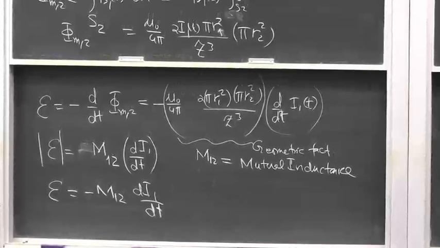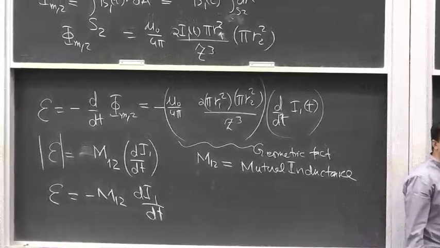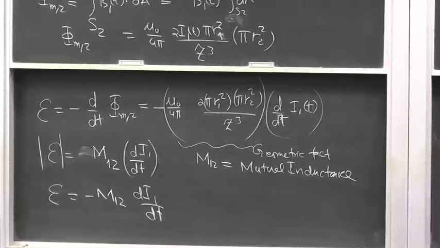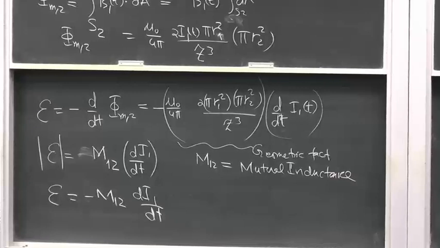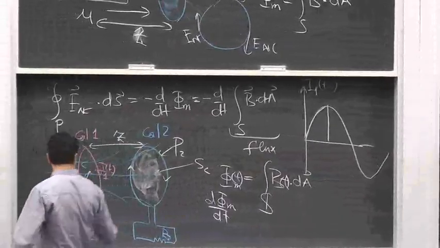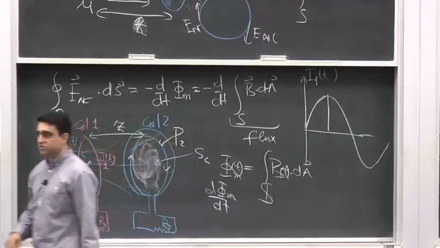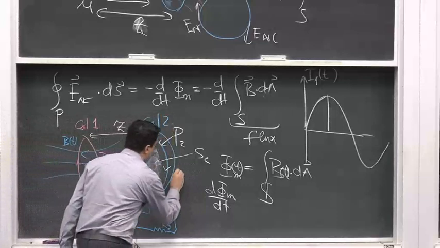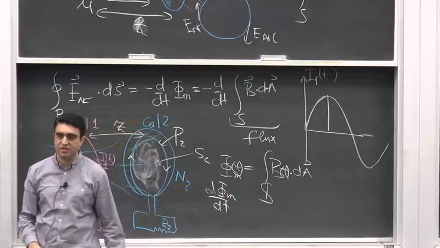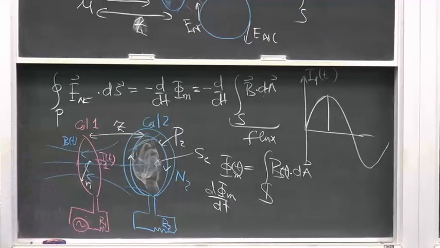Okay, what if I increase the number of coils in here? What do you expect will happen? Let's say instead of one coil here, I have two coils. So let's say I have N2 number of coils. What would happen to the EMF? Would it increase or would it decrease?